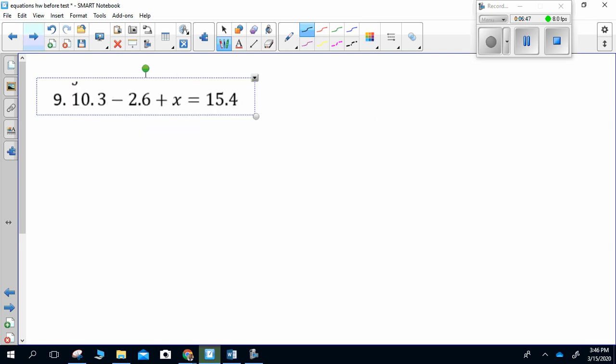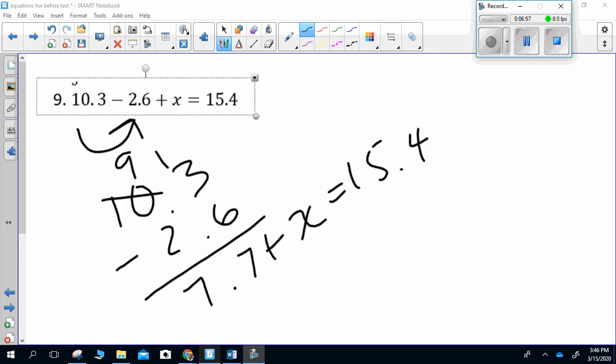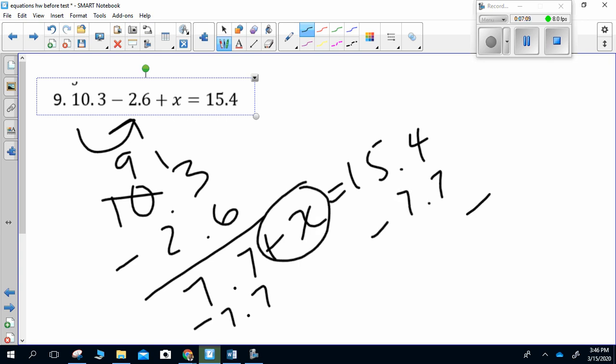Number 9, I need to follow order of operations and combine my like terms. So the first thing I'm going to do is I'm going to subtract. So I have 7 7/10 plus x equals 15 4/10. Now I can simplify to get x. So I'm going to subtract 7 7/10 from both sides.